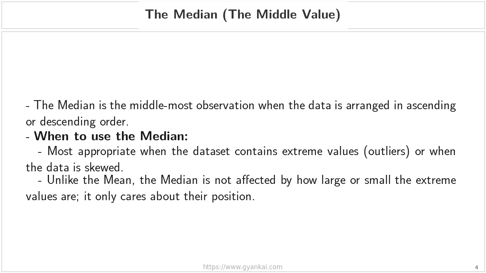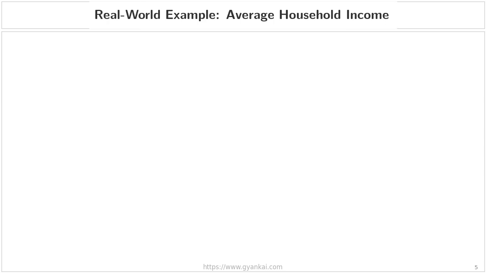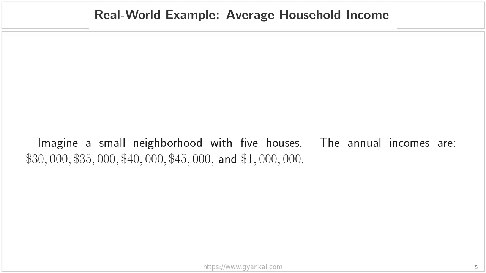Now that we have seen how the mean can be easily distorted by a single extreme value, let's look at a much more robust alternative, the median. Real-world example, average household income. Now, let's put that concept of sensitivity to outliers we just discussed into a real-world context. Imagine a small neighborhood consisting of just 5 houses.